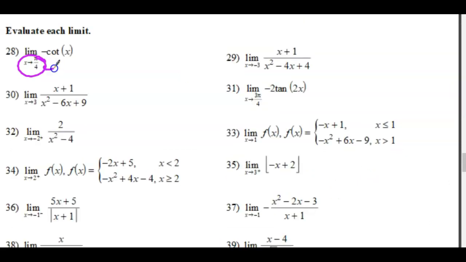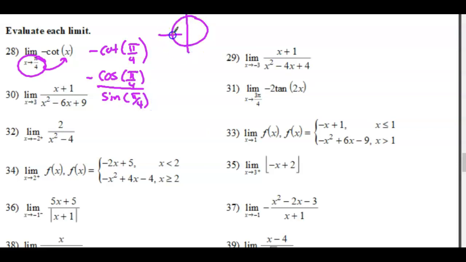So can we just plug this in? I know you guys don't like trig, but let's see if it works. Now, cotangent of pi over 4. I don't know if you guys remember your values, but cotangent is cosine over sine. Pi over 4 is that spot on your unit circle, which is right here, right in the middle. And when that happens, both the x and the y value are radical 2 over 2.